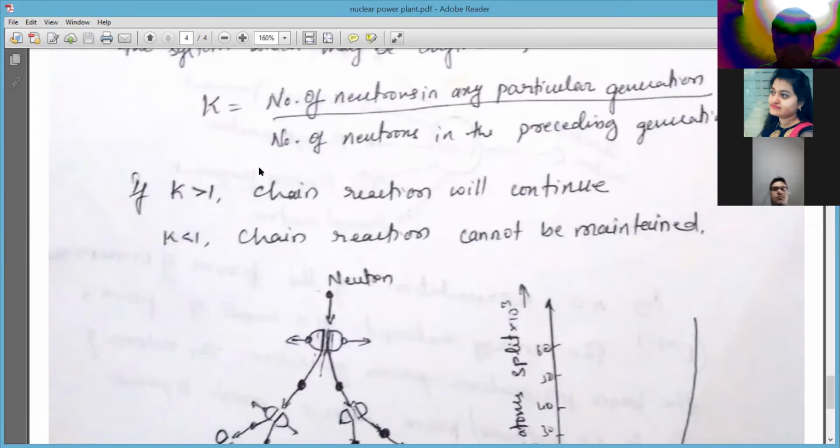That's why the condition is the number of neutrons in any particular generation divided by the number of neutrons in the preceding generation, that K should be greater than 1 for every chain reaction. Then only the chain reaction continues, it takes the graph.